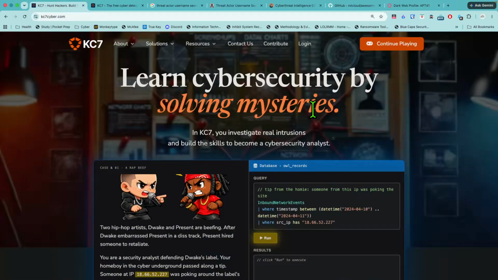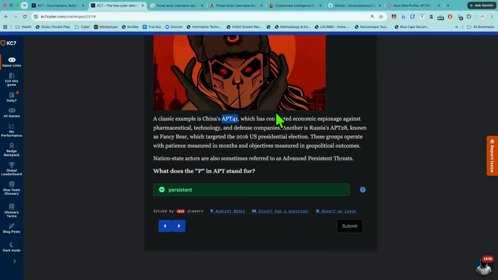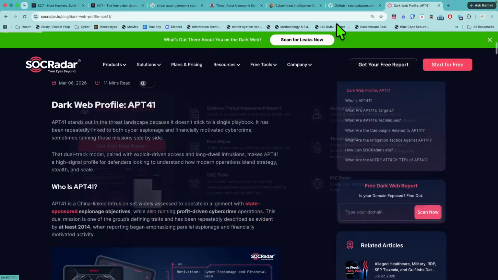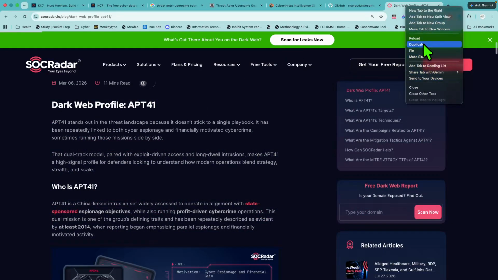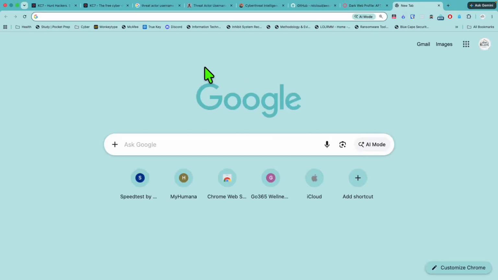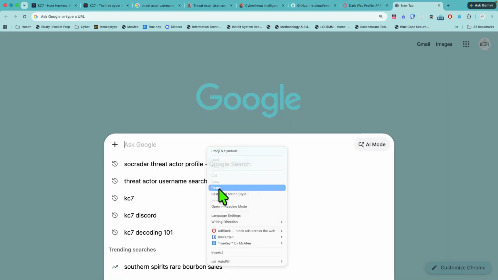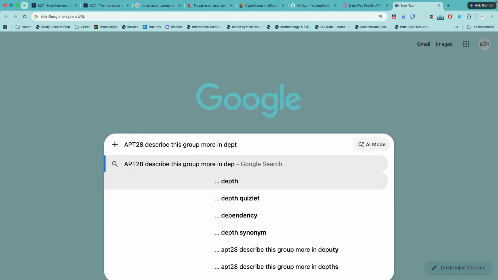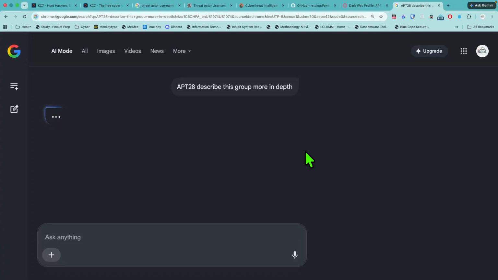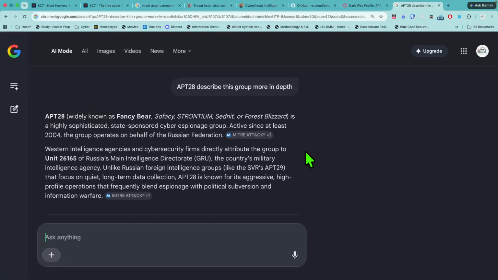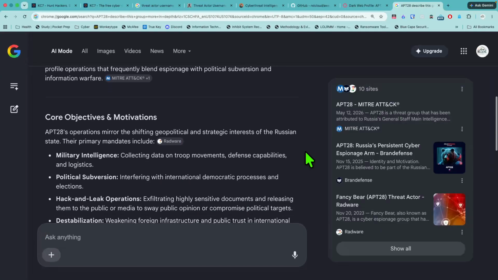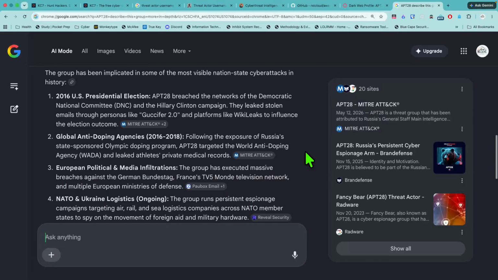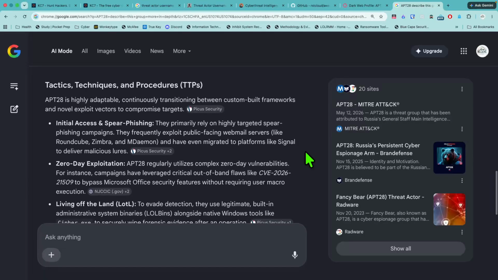Awesome. All right, next. And then also if we do APT28, if I just copy this, new tab to the right, and describe this group more in depth. APT28, Fancy Bear. There we go. Core objectives. Major historical campaigns. Tactics, techniques, and procedures.